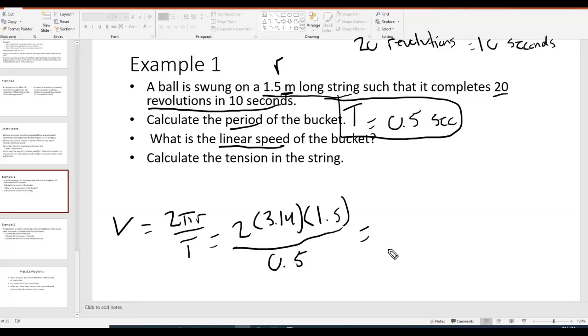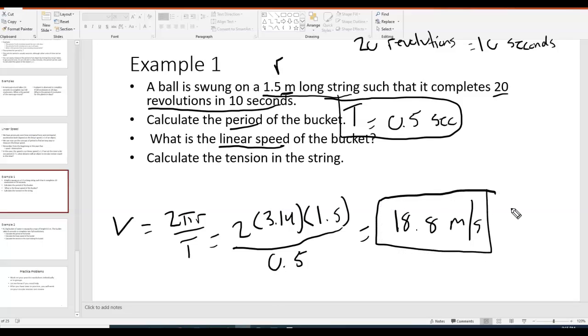Okay, so I go to my calculator. I have 2 times pi times 1.5 divided by 0.5. I'm using the pi button on my calculator, so your answer might be slightly different, but I get 18.8 meters per second. Okay, and so that is the speed of the bucket. That is the linear velocity of the bucket, whatever you want to call it, that is V.